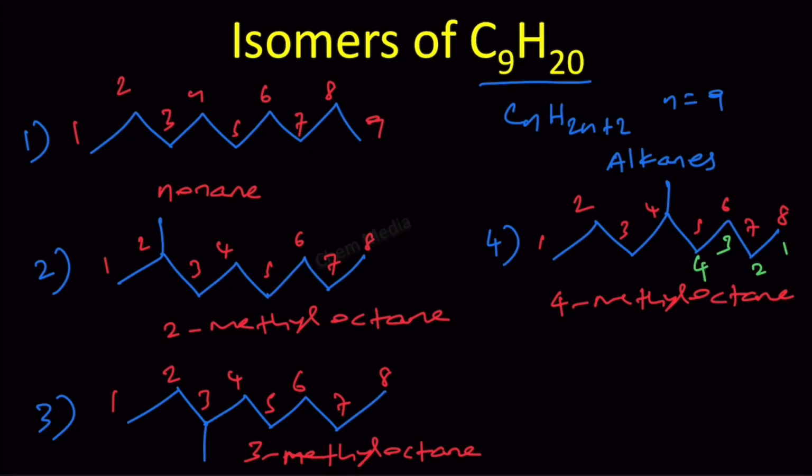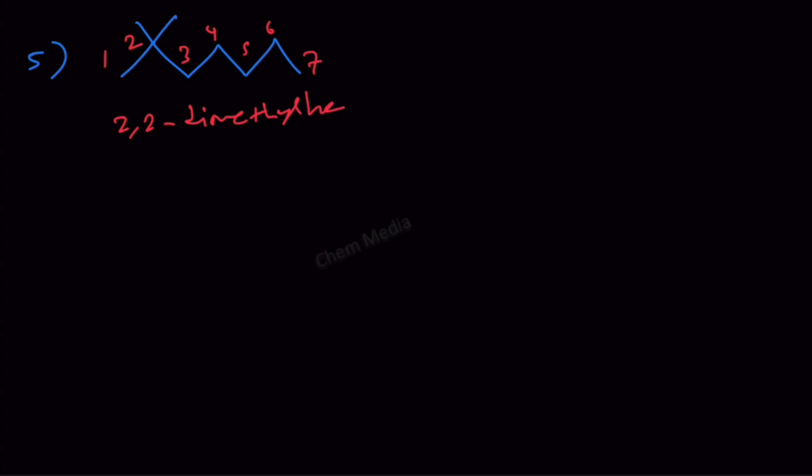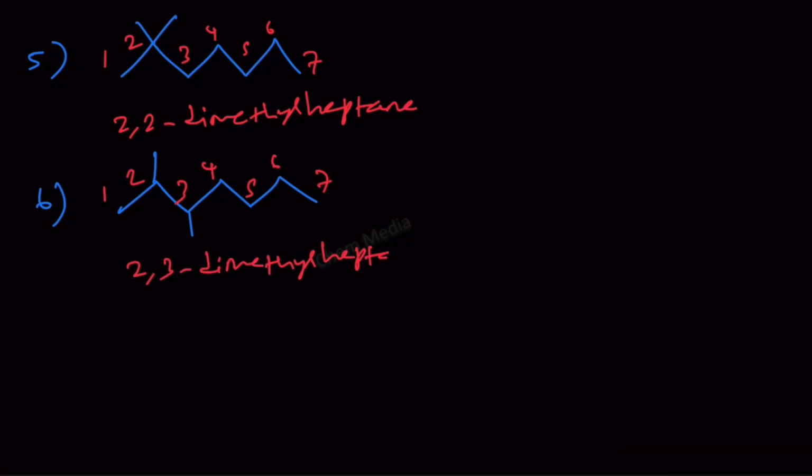Now let's go to the heptane chain. Number 5, heptane chain first, 1, 2, 3, 4, 5, 6, 7, 2 methyl groups at 2 position. This is 2,2-dimethylheptane. And then number 6, let's move one of the methyl groups to the 3rd position, 1 methyl group at 2 position, 1 methyl group at 3 position. So this is 2,3-dimethylheptane.